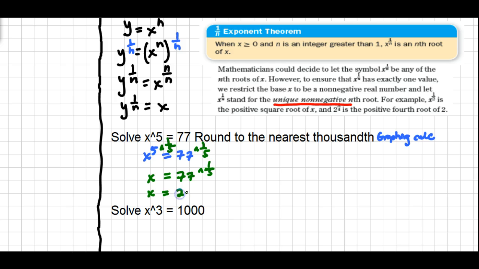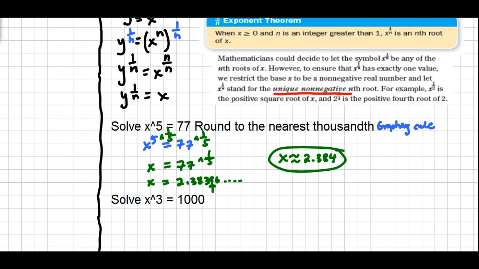you get about 2.38396, and then the number keeps going. To round it to the thousandth, you go to the 4th digit, which in this case would be the 9. The 9 tells you to round the 3 up. So our final answer here is 2.384 if we round to the thousandth.